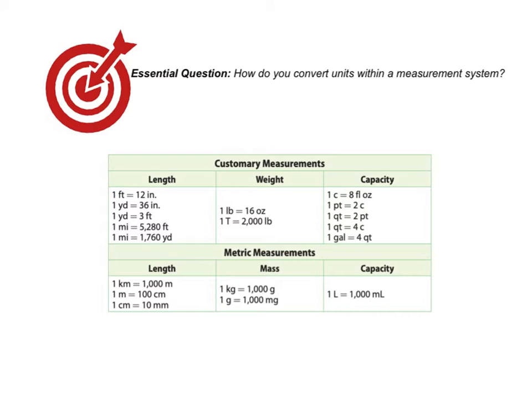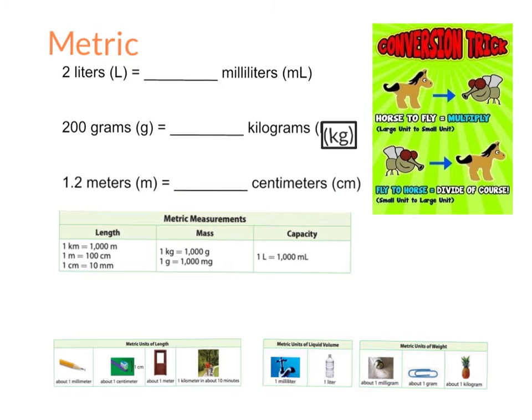This video is to review lesson 7.3, how do you convert units within a measurement system. So we have our customary measurement system shown in the top of this table and the metric measurement system shown in the bottom. We're going to do some metric conversions.